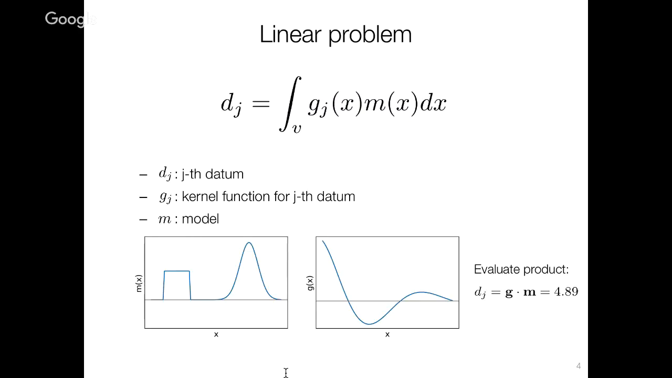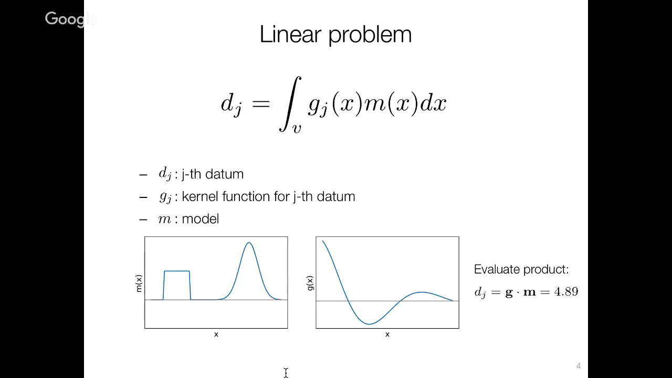For a linear problem, we can write it as Fredholm equations of the first kind, which looks like this. So we've got data, which is some integral over a volume, could be 1D, 2D, or 3D, of a kernel function, which we'll call G, and your model quantity M. So this is the relationship between the jth data and the model, and the way that you're viewing this is through this kernel function here, Gj.